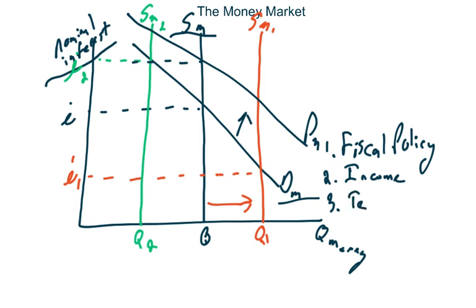The last one is technology to access cash, access your money. And by technology to access your money, we're talking about stuff like Cash App, Venmo, PayPal, Zelle, Apple Pay, Google Pay, Samsung Pay. You can send money through iMessage, right? All of those different ways we have to access money. That also affects the demand for money.